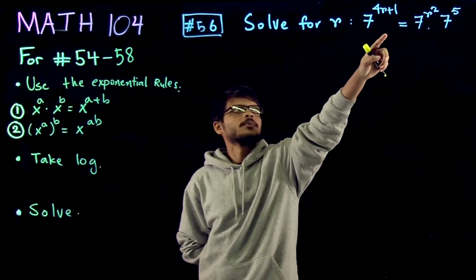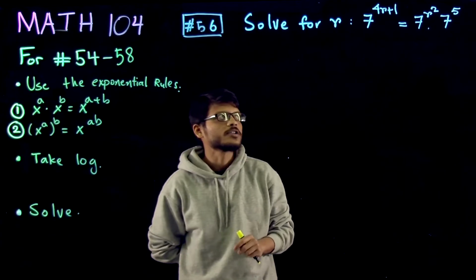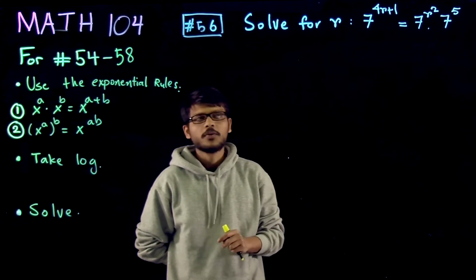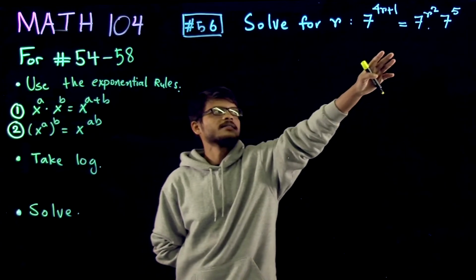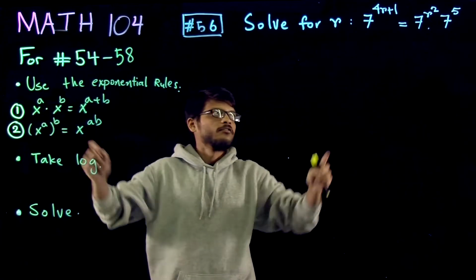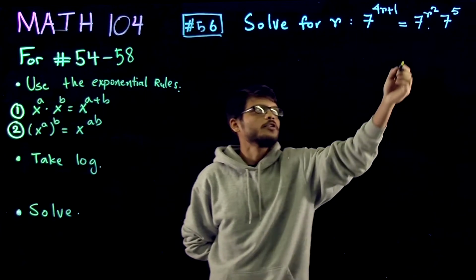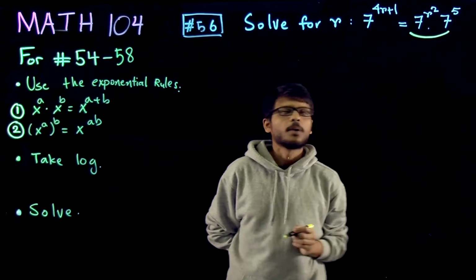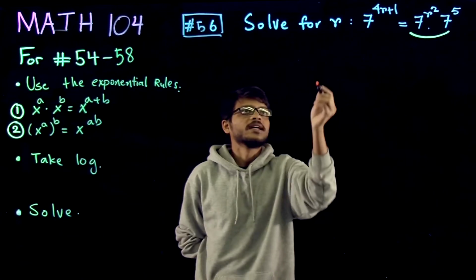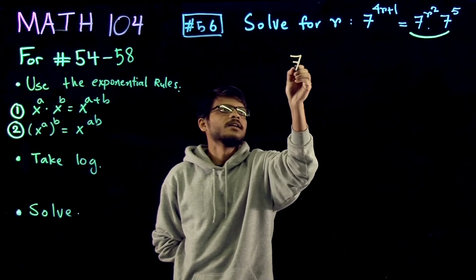7 to the power 4r plus 1 is equal to 7 to the power r squared times 7 to the power 5. If you look at the right hand side, we will be able to use law number 1, and that's what we are going to do first. The left hand side remains unchanged.